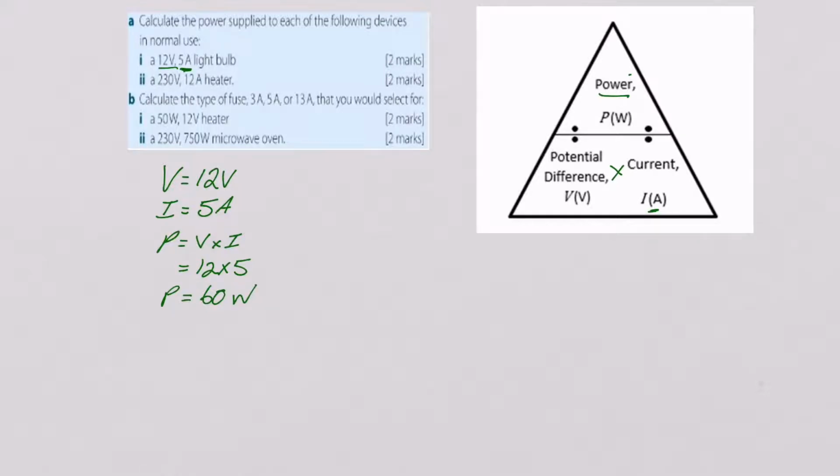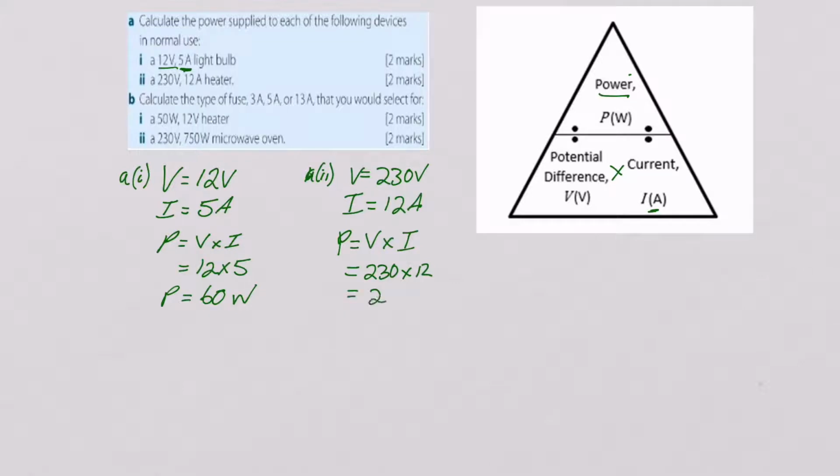Okay, so there's A1 done. So let's look at A2. So for A2, we do the same thing. The V for the heater is 230 volts. The I for the heater is 12 amps. So the power is equal to the voltage times the current, which equals 230 times 12, which equals 2,760 watts. Okay, so that's how we do those types of calculation.